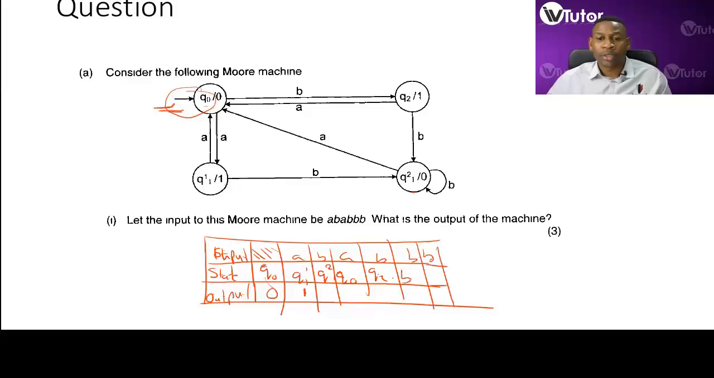Right, so Q naught is an output of 0, Q1 is an output of 1, Q2 is an output of 0, and Q2 with an A goes to Q naught.